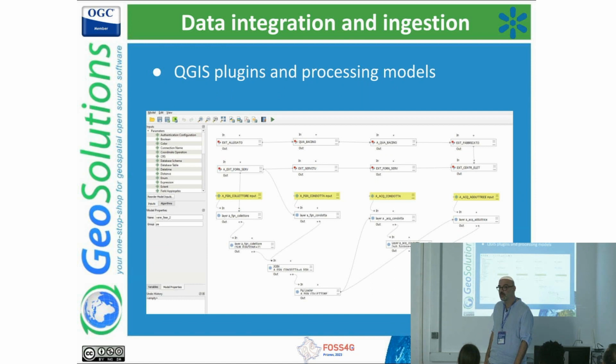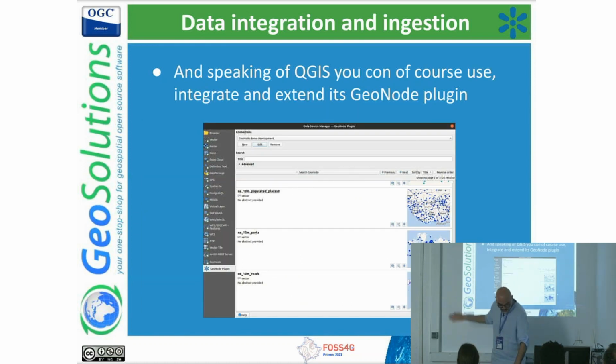We have the QGIS plugin that helps you to prepare processing models or PyQGIS modules that can use the GeoNode API from QGIS and directly interact with GeoNode, so pulling and pushing data from QGIS to GeoNode without having to do it manually outside of QGIS. Yes, this is the plugin. You can find it in the QGIS plugin manager.